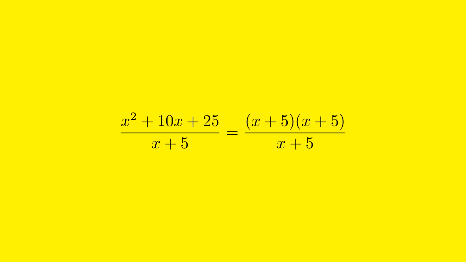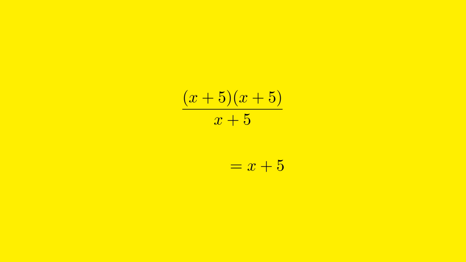Now, checking the denominator, we observe it is simply x plus 5. This does not require any factoring, as it is already in its simplest form. At this point, we rewrite the entire expression with the factored forms we have found. So it becomes x plus 5 times x plus 5 divided by x plus 5.